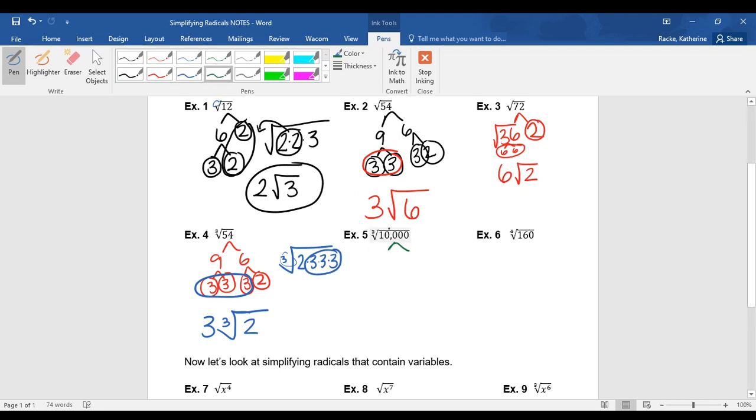Okay. For example 5, we're going to break this one down as well. Let's do 10,000. So I know it's 100 times 100. Okay. 100s break down into 2 and 50. 2s are dead. 50s break down into 2 and 25. 2s are done. 25 breaks down into 5 and 5.